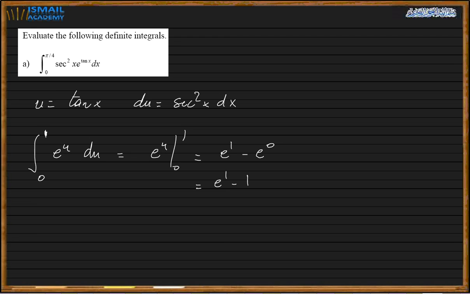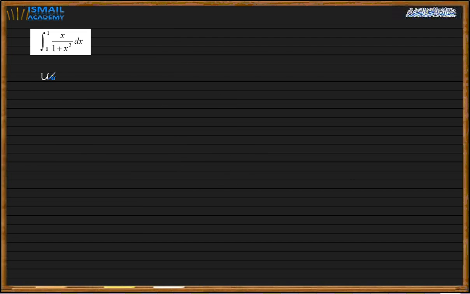Next question here. So here I choose my u is 1 plus x squared. So du is 2x dx, which means that du over 2 is x dx. So here I will integrate, because the boundary here will change. When x equals 0, u equals 1, so I'm going to put 1 here. When x equals 1, u equals 2, so I'm going to put 2 here. Now I use my substitution.